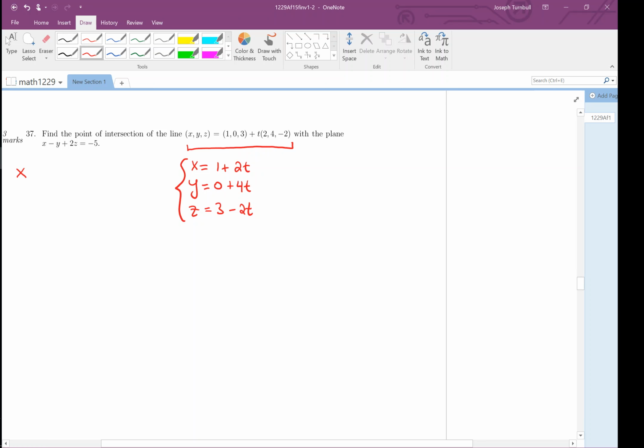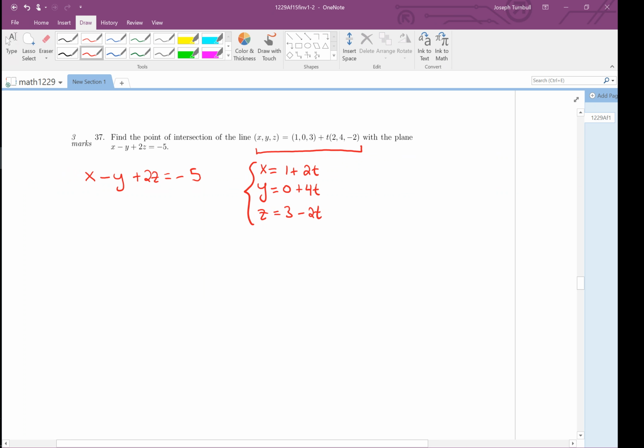I'm just going to rewrite it. x minus y plus 2z is equal to negative 5, and then replace as I go. So x gets replaced by 1 plus 2t. If they intersect, then they're going to have the same coordinate, so that's why I'm substituting them in. Minus y, so minus 4t, plus 2 times z, 2 times (3 minus 2t), equals minus 5.